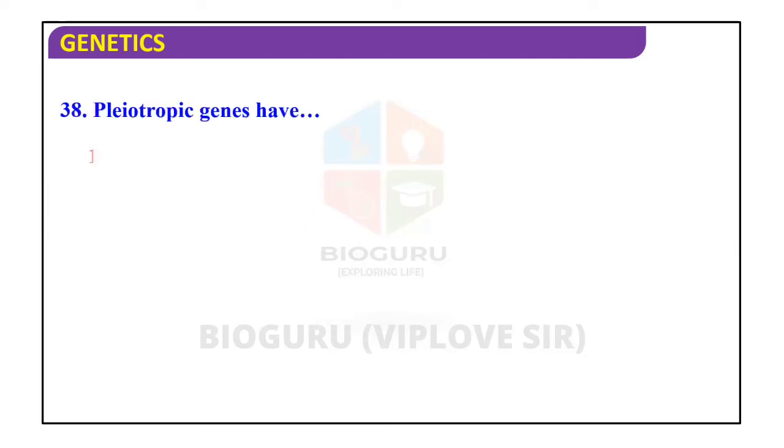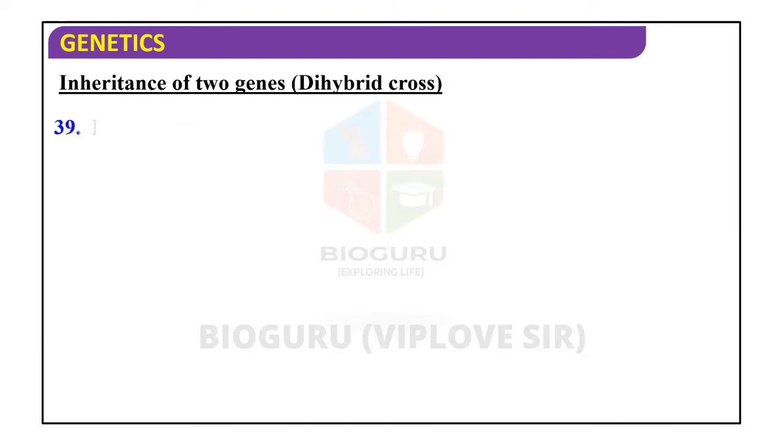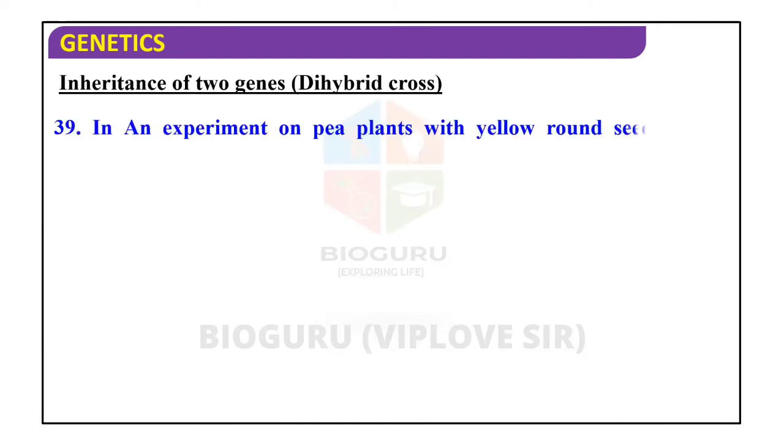That's good. Pleiotropic genes have multiple genotype, single genotype, single phenotype, or multiple phenotype. Yes, you are right. It is multiple phenotype. That's good. Now, the next topic is inheritance of two genes, dihybrid cross.